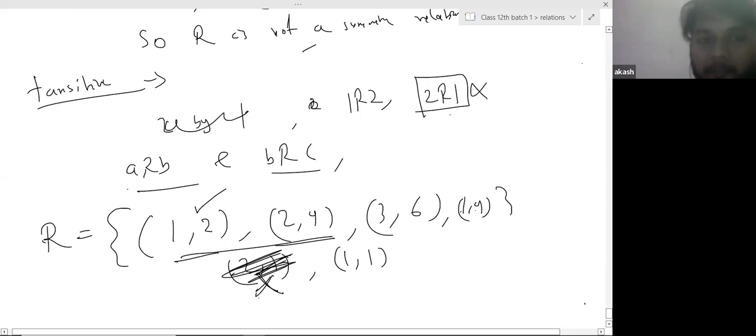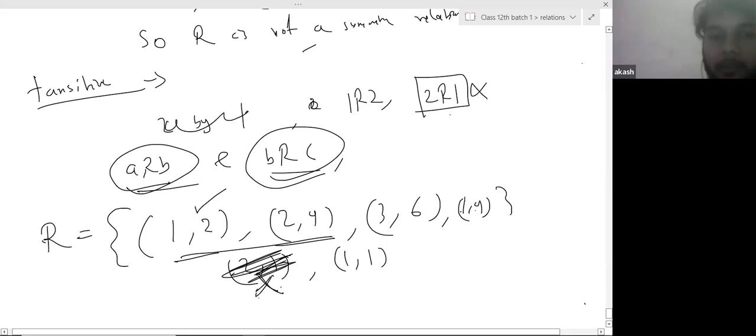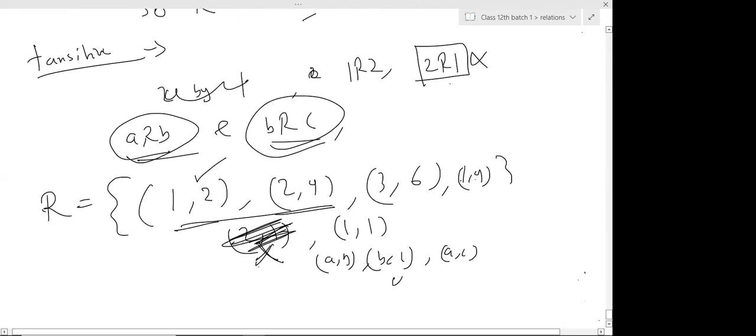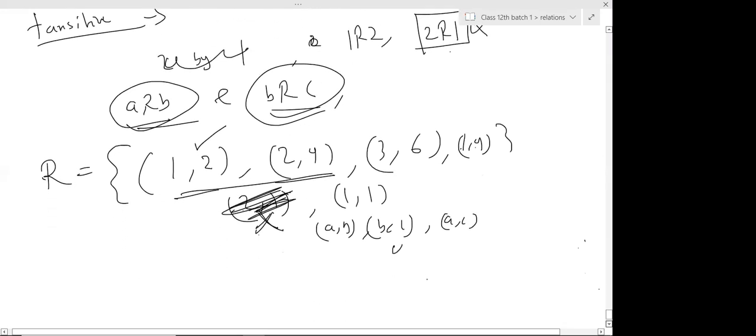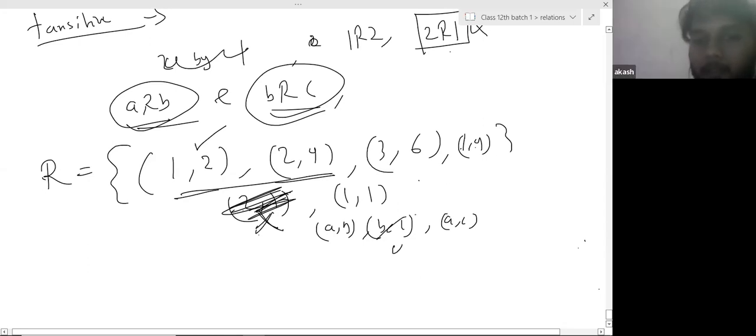Transitive says if you have A comma B and B comma C, that is not saying that you must have B comma C. It is saying if you have A comma B and B comma C, then you must have A comma C. It is not saying that you must have B comma C also. Sir, in this relation, B comma C is not there. That's why we're not having it. That means it is transitive. I told you if you don't have anything to compare with, then that is transitive.